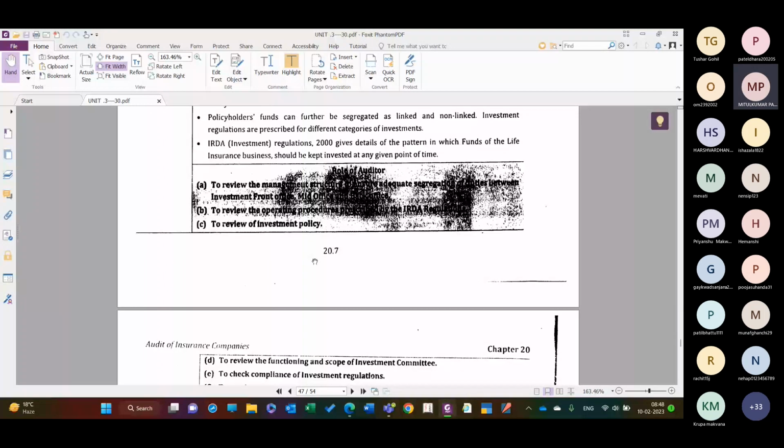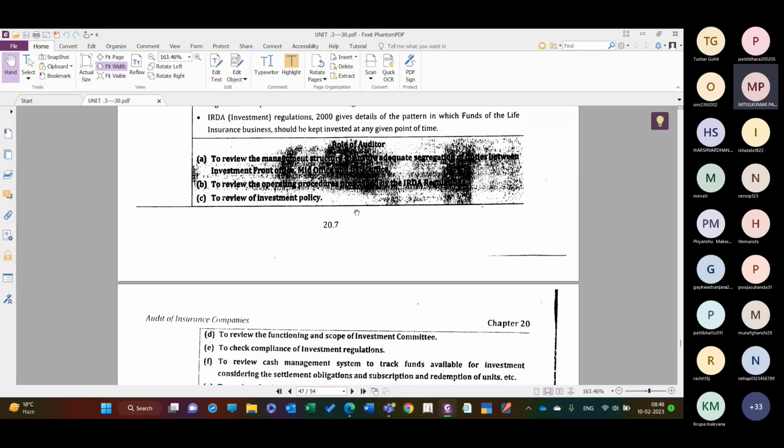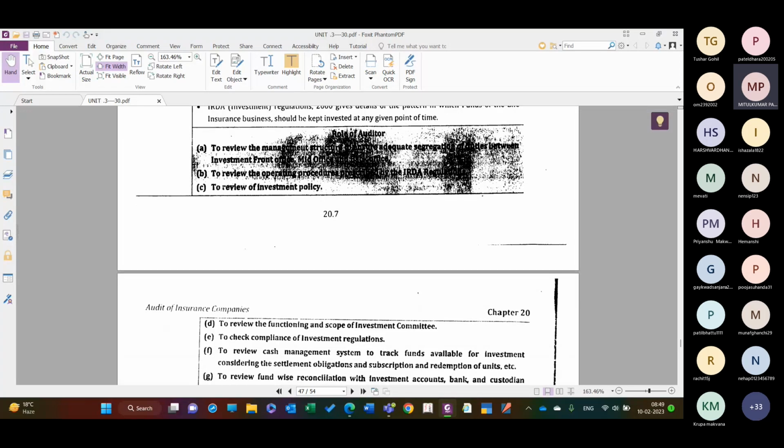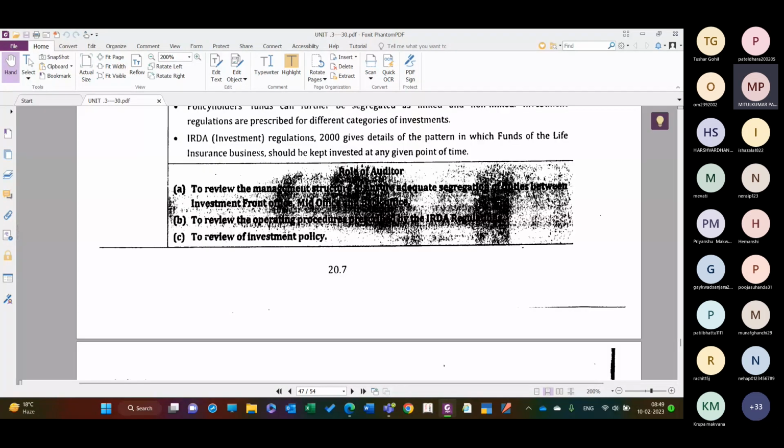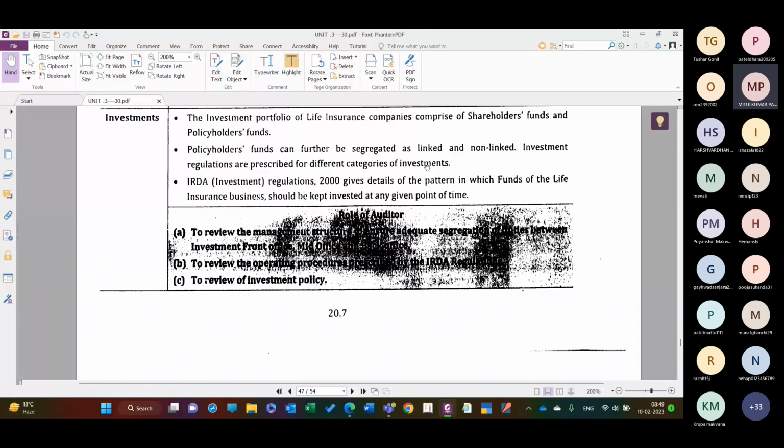It should be invested at a given point of time. The role of auditor is to review the management structure. Okay, management structure क्या है? Of the adequate segregations of premium and policyholders' fund, right? थोड़ा पढ़ने में difficulty हो रही है, but it is the same thing कि जो भी पॉलिसी होल्डर का फंड है वो सेग्रीगेट हुआ है, लिंक्ड और नॉन लिंक्ड. लिंक्ड का मतलब ऐसा होता है वो मार्केट लिंक है, वो पैसे कहीं पे इन्वेस्ट होते हैं और वो इन्वेस्टमेंट में जो रिस्क है उसके साथ वो लिंक्ड है.